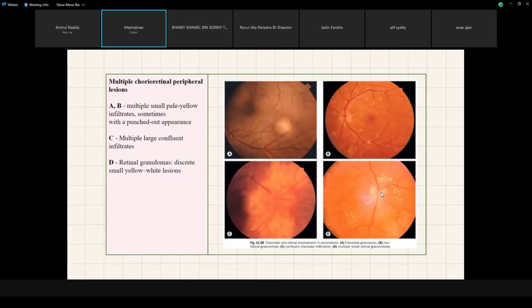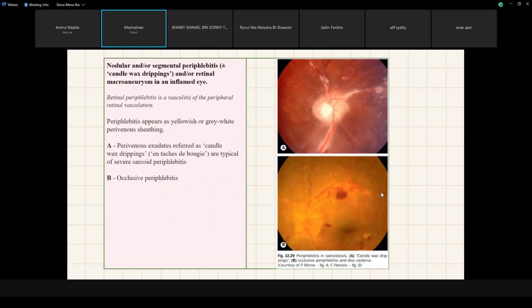Next, the key sign is multiple chorioretinal peripheral lesions. If you look at pictures A and B, there are multiple small pale yellow infiltrates. In C, there are multiple large confluent infiltrates. And in D, you can see these yellowish white spots that are called retinal granulomas.